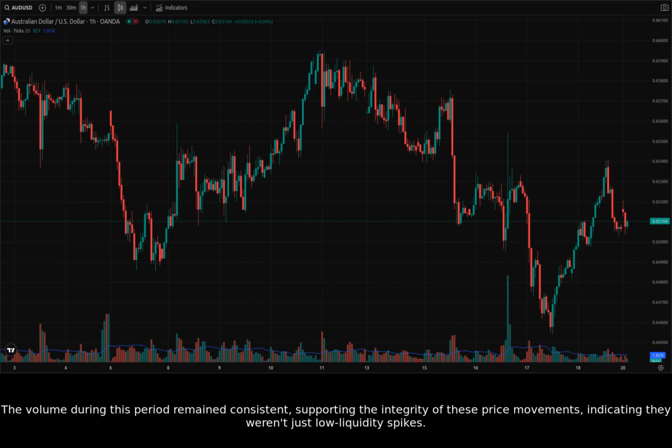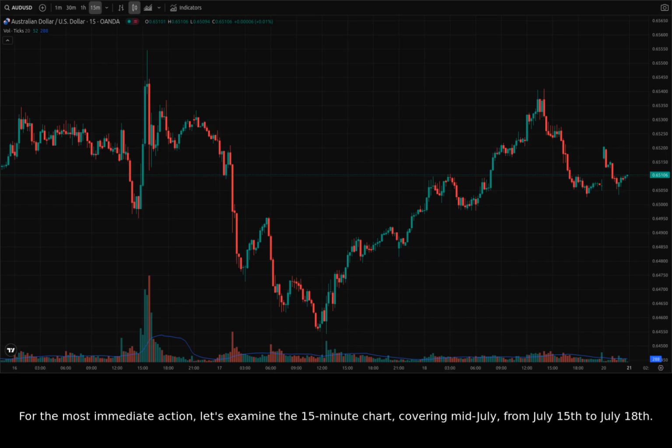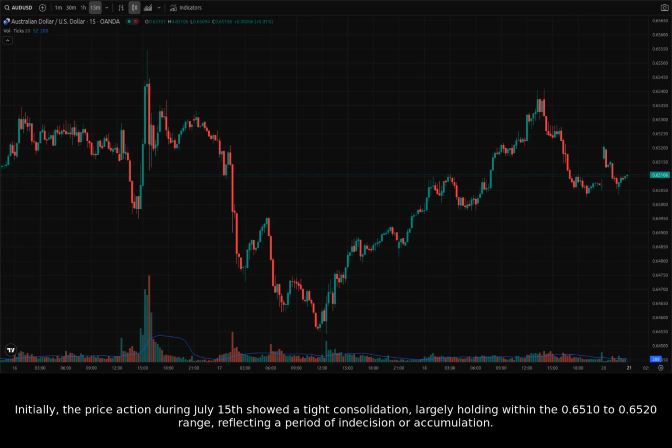For the most immediate action, let's examine the 15-minute chart, covering mid-July, from July 15th to July 18th. Initially, the price action during July 15th showed a tight consolidation, largely holding within the 0.6510 to 0.6520 range, reflecting a period of indecision or accumulation.